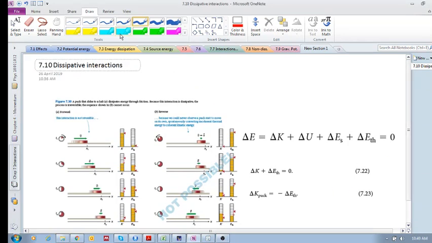All right, let's look at 710, dissipative interactions. We've seen non-dissipative interactions. That's interactions between an object and, say, a spring, and an object and, say, the earth. In non-dissipative interactions, we can store the energy. It's reversible. What does reversible mean?